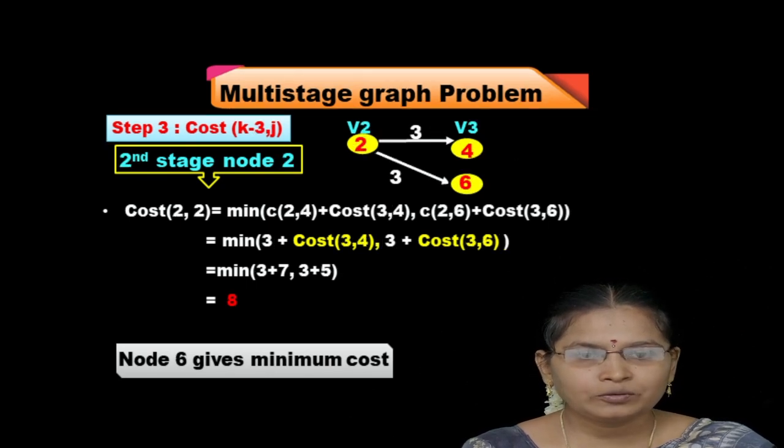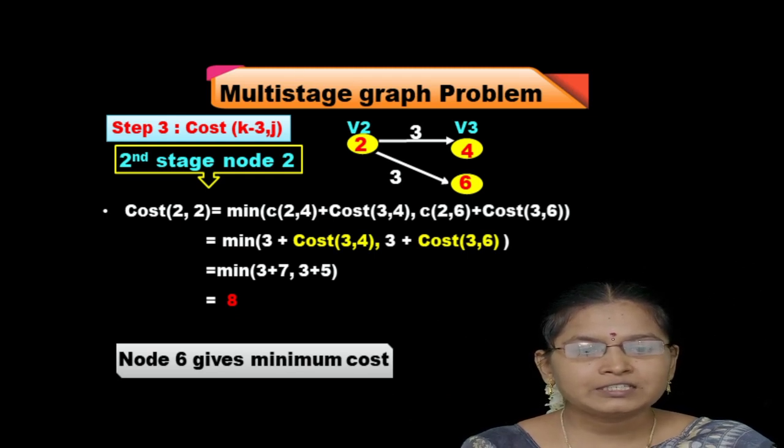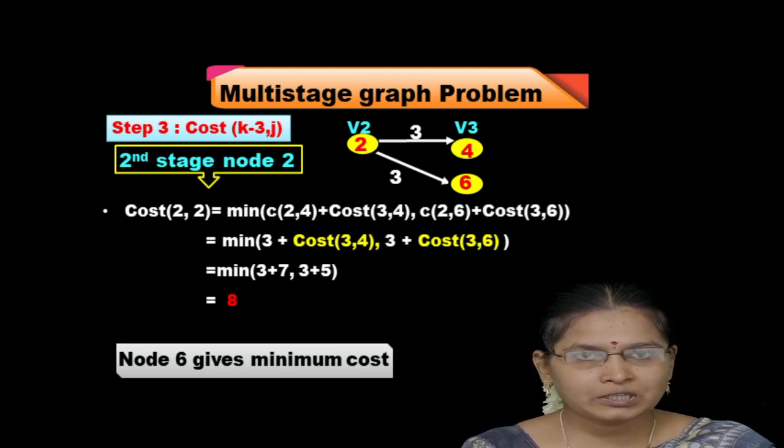Next step, we have to find cost of k minus 3, j. That is in the second stage. So, in this stage, we have to find the cost of the nodes 2 and 3. So, cost of 2, 2 equal to min of C of 2, 4 plus cost of 3, 4, C of 2, 6 plus cost of 3, 6. We already calculated these values. So, substituted these values, we get the minimum value as 8. For the cost of 2, 2, node 6 gives the minimum cost.